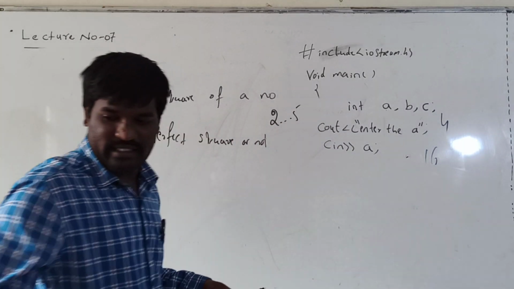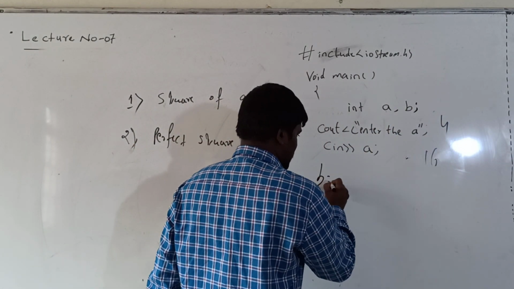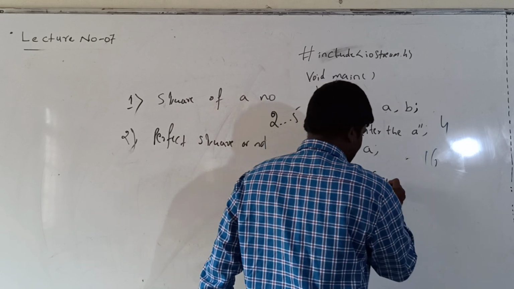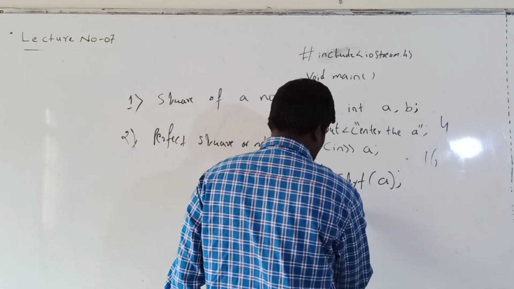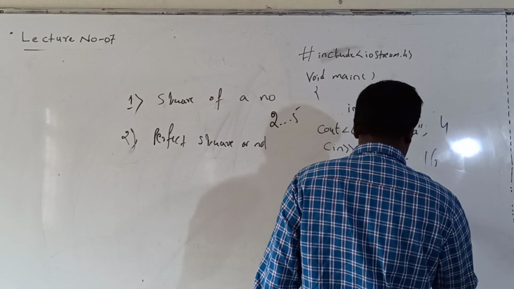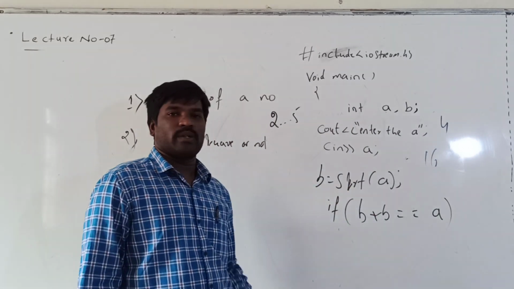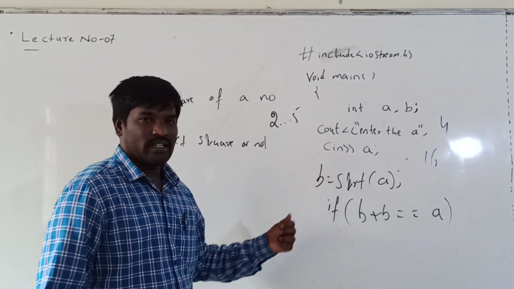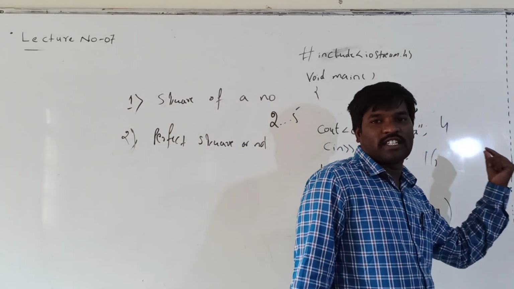So better you can take the square root. See here, B is equal to SQRT in the bracket of A. First you find out the square root of the input value. After that, check if B star B is equal to A. After finding the square root, it is stored in B. Again you multiply B into B and compare it with the given input value.